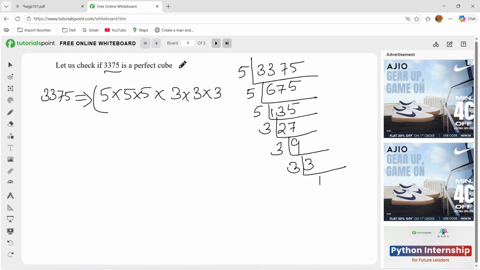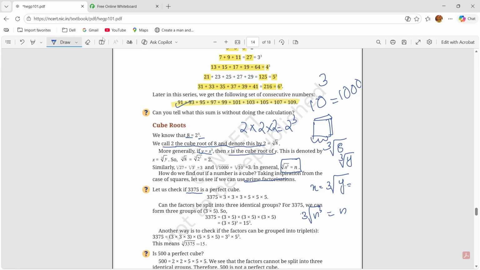So here you can see 5 repeating 3 times and 3 repeating 3 times here. So we can take 1 5 from here and 3 from here, and you can write like this: 5 times 3 cube, and you got it is 15 cube. So this is a perfect cube of 15 cube.